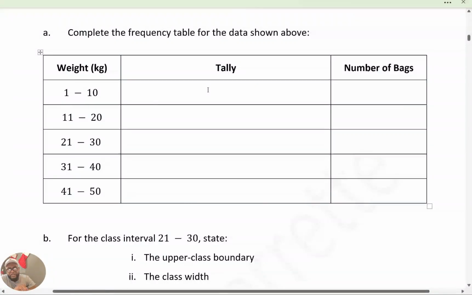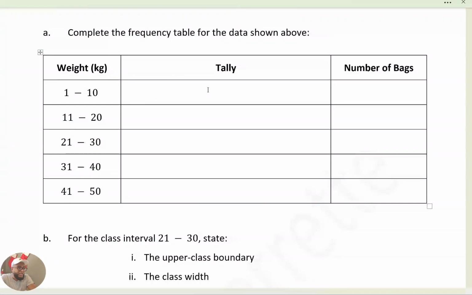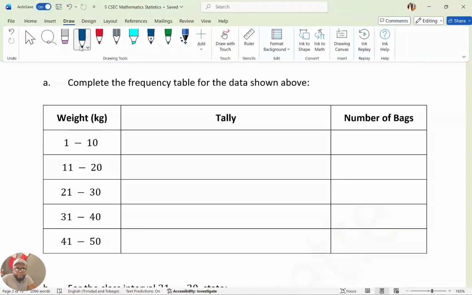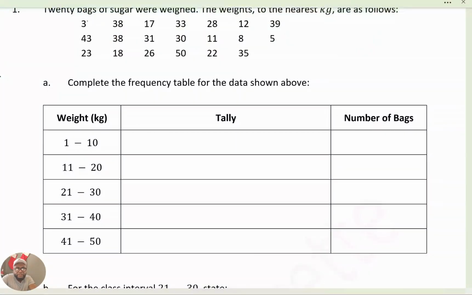So for those who forgot what a tally chart is, this was actually a CXC question. That's basically where you put the 4 strokes and then 1 across. How many weights between 1 and 10? 3. So 1, 2, 3, right? So you put in 3 here, and also here you put in 3. Everybody good there?